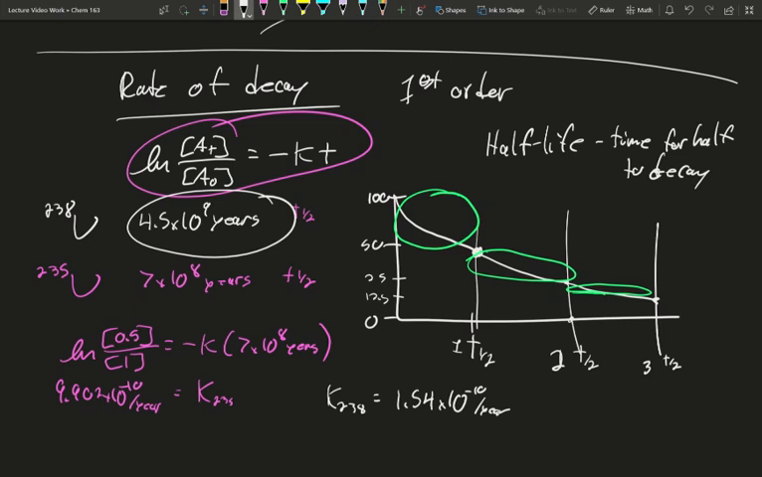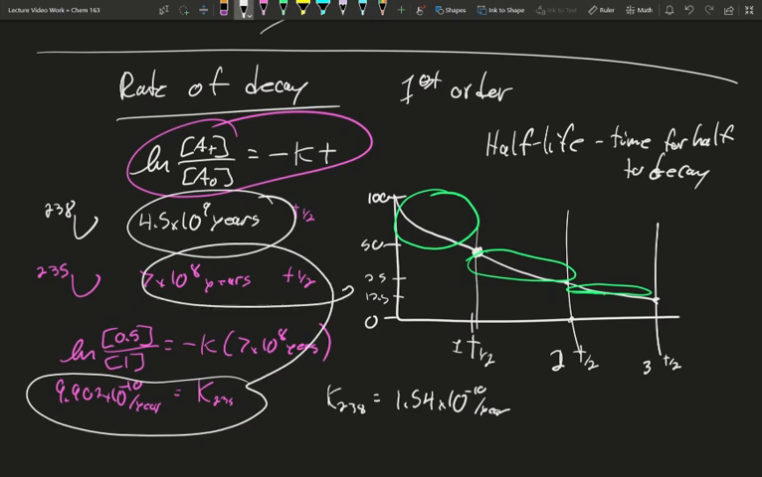While they're both very small, we see that uranium-235, which decays faster, needs a shorter amount of time for half of it to go away, and has a larger k value.